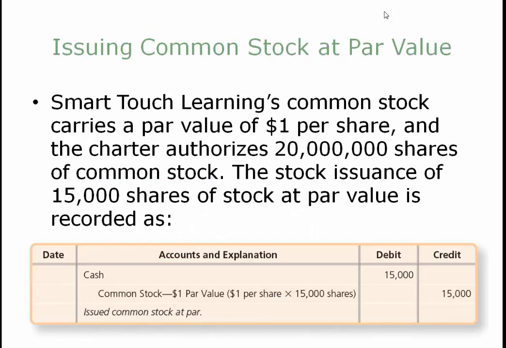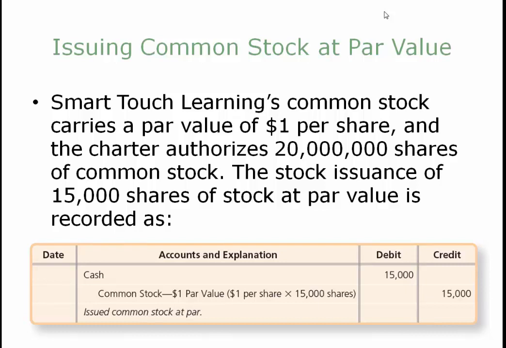And this is one where they issued. It says here that the company was authorized to issue 20 million shares of stock, but they issued only 15,000 shares of stock, and they issued them at their par value. So you notice here, when you issue at par value, you're going to debit cash and you're going to credit common stock for the par value for both.